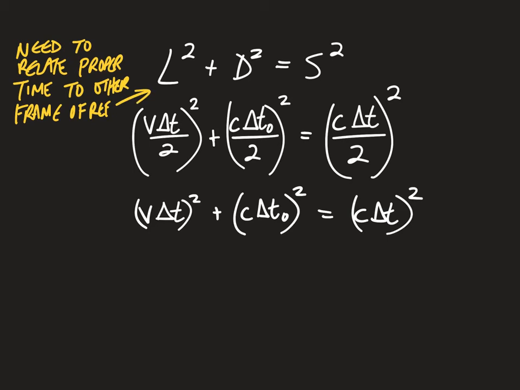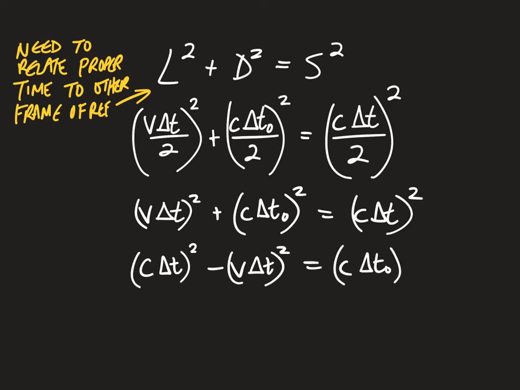So if I need to relate them, then I need to have this change in time equal some mathematical mishmash of this other time. All right? So that's what we're going to do. We're going to get the common things, namely time, since that's our interest here. And so a little rearranging. c squared delta t squared minus v squared delta t squared will equal c squared delta t naught squared. And again, the t naught is not t initial.